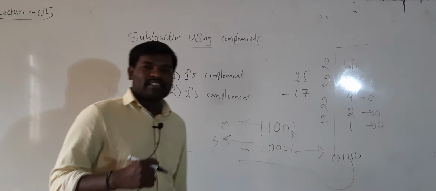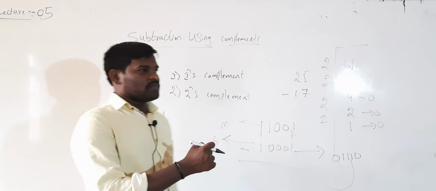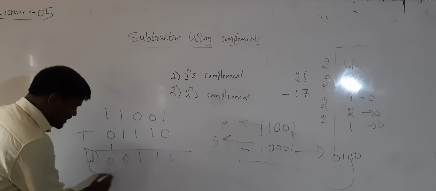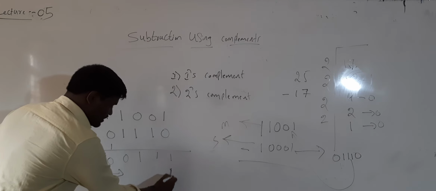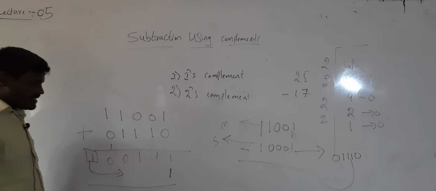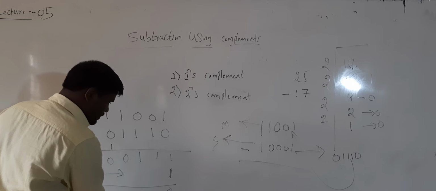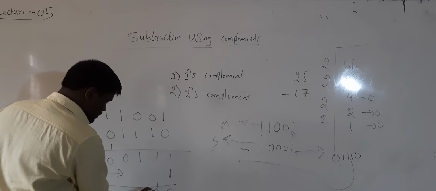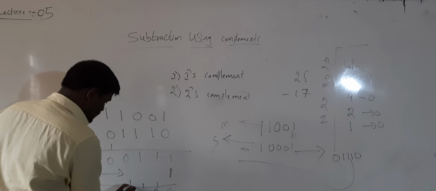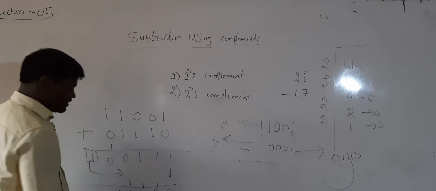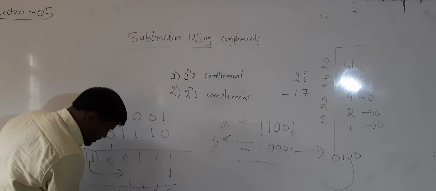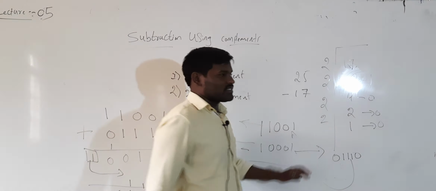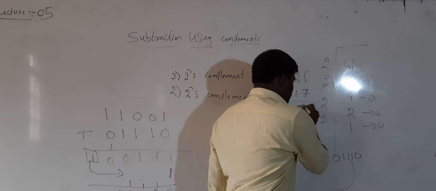After adding the numbers, if a carry is generated at the end, this carry is added to the lower bits. The result of the lower bits is 1 1 0 1 0, carry 1. Adding the carry gives 1 0 0 0. So finally the answer is 1 0 0 0. See here, 25 minus 17 is equal to 8.